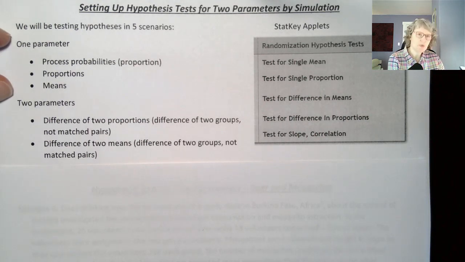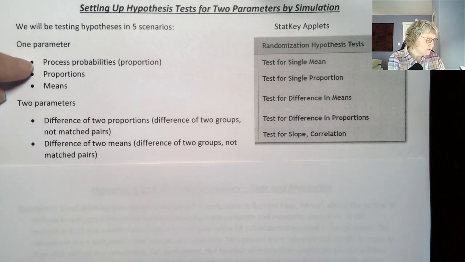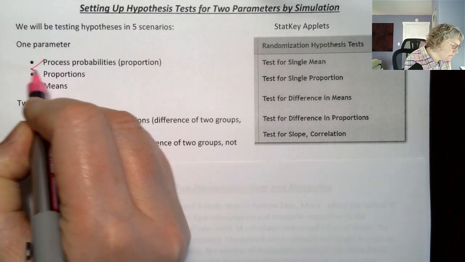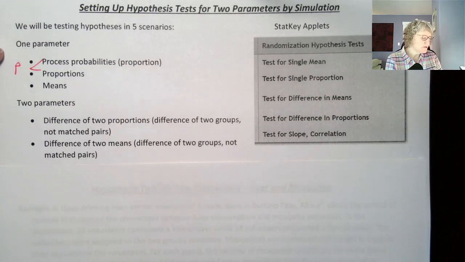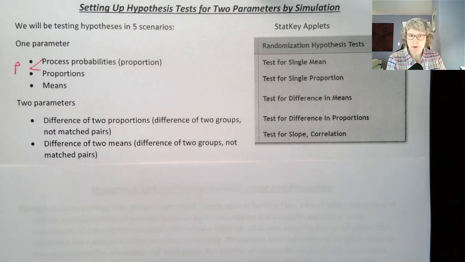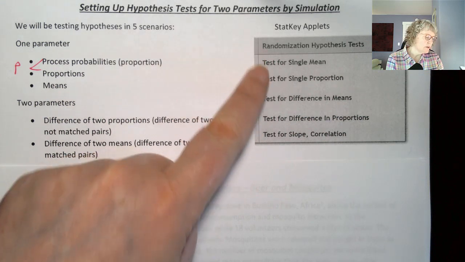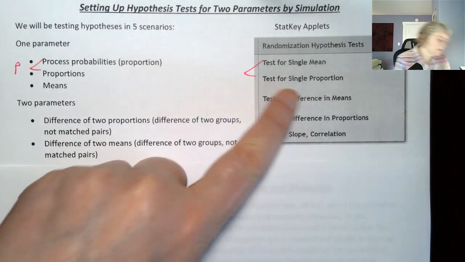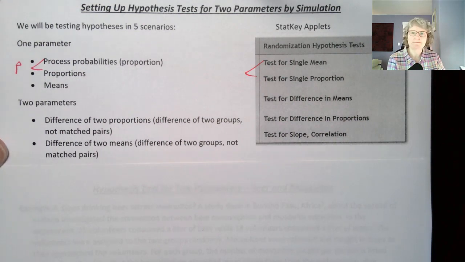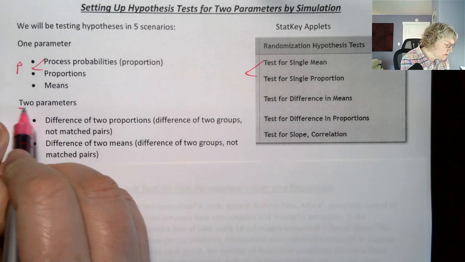We've looked at one parameter in 3 cases, and these first 2 are very similar because they both use P. We've looked at something where there's a process probability, and that's a proportion, and we've also looked at a sample proportion coming from a sample. And then we also looked at means. So now we're going to go forward and look at 2 parameters.